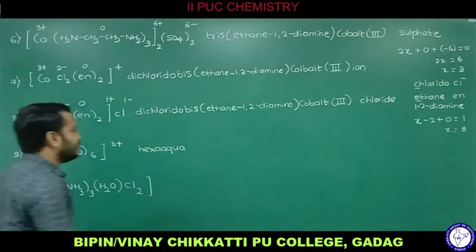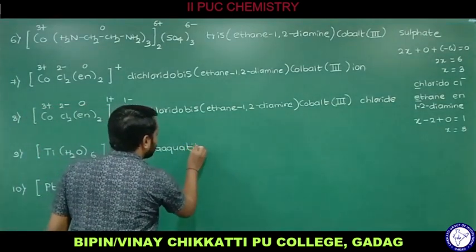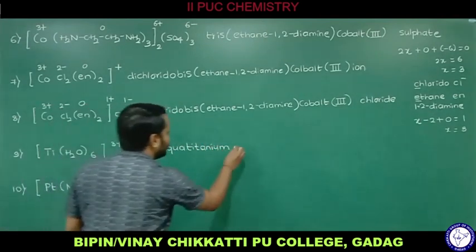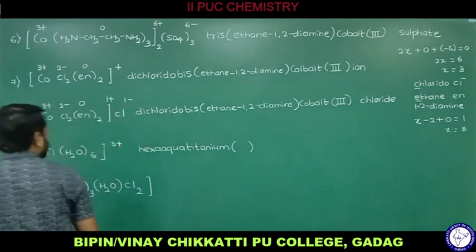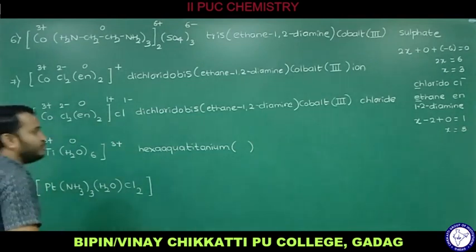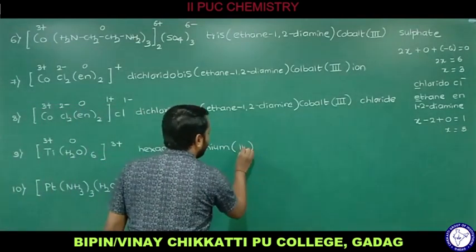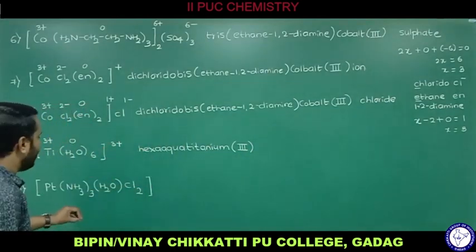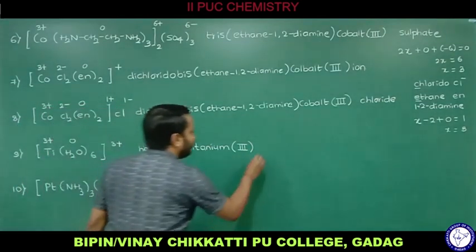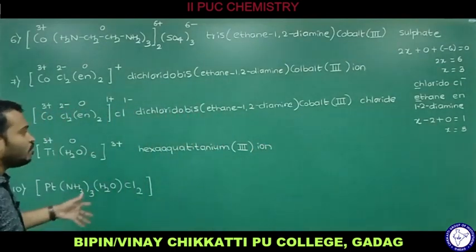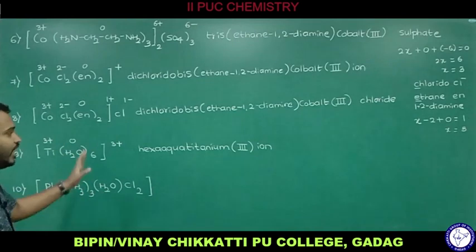Next we have Ti, that is nothing but titanium, and we need to write the oxidation number in brackets. So the total charge will be 3 plus. H2O is a neutral ligand, so ultimately the charge of Ti would be 3 plus. So the oxidation number will be 3, and that is the complete name. Now since it is an ion, I am supposed to end with the word ion. So hexaaquatitanium(III) ion it is.